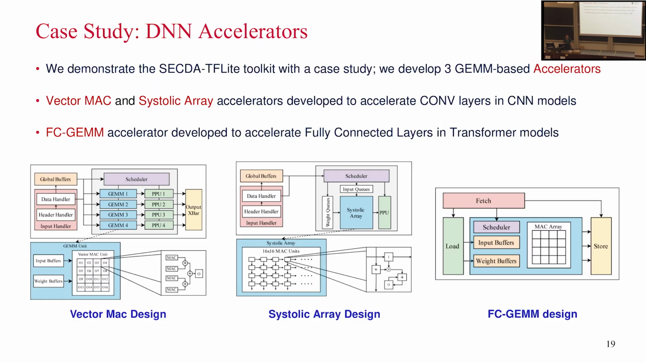So as a case study, we demonstrated this SECDA-TFLite with 3 FPGA-based accelerators. Basically, we developed 2 for convolutional layers, vector MAC and systolic array, and also 1 for fully connected layers. So we call them vector MAC, systolic array, and FC. I'm not going to go into the details. You can go to the paper, but as you can see, some common things: we have a scheduler that is used to map pieces of the computation onto the processing elements of the accelerators, buffers, and so on, based on the architecture. So it follows a vector MAC, systolic array, or also a MAC array design, okay? Again, the details are in the paper.